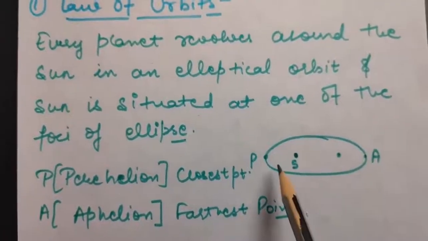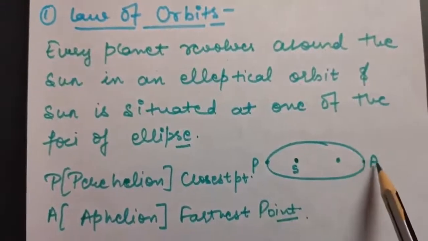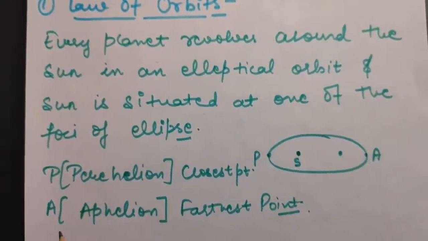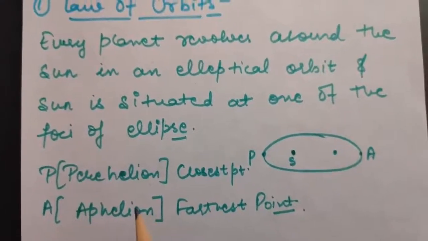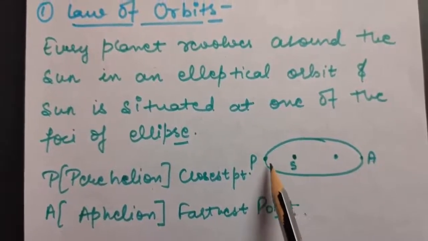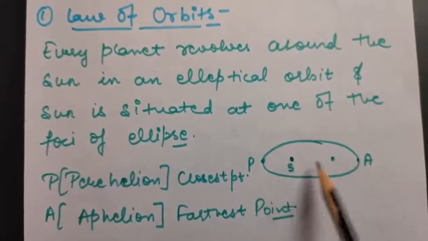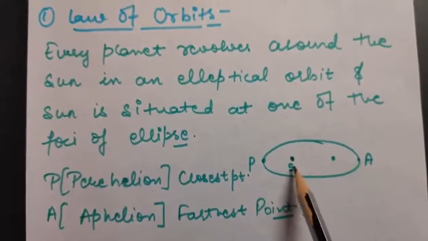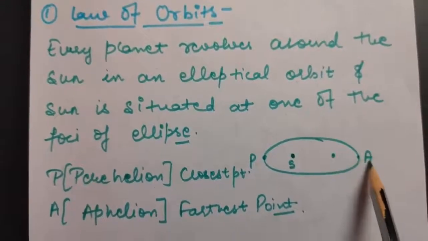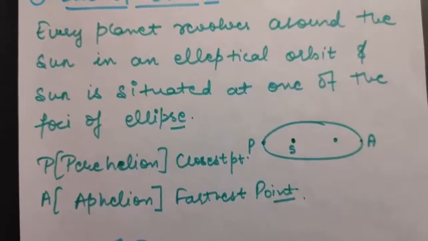Okay, here I have denoted two points, as you can see, point P and point A. Point P is called perihelion and A is called aphelion. This means that perihelion is the closest point to the sun and aphelion is the farthest point from the sun, the point of farthest distance from the sun. So these are the two terms, perihelion and aphelion.